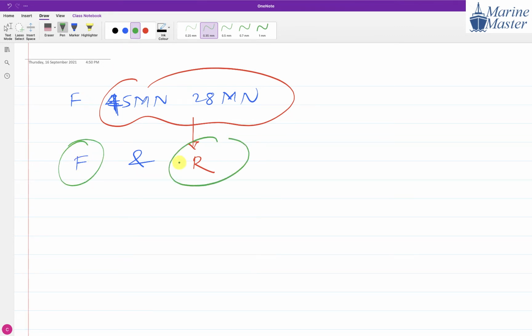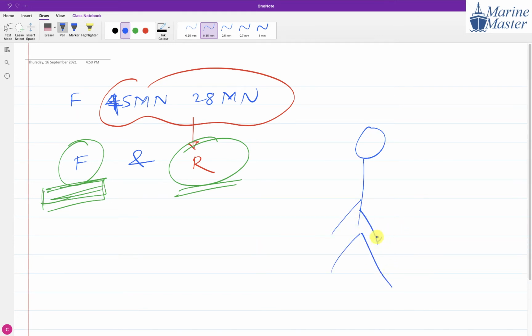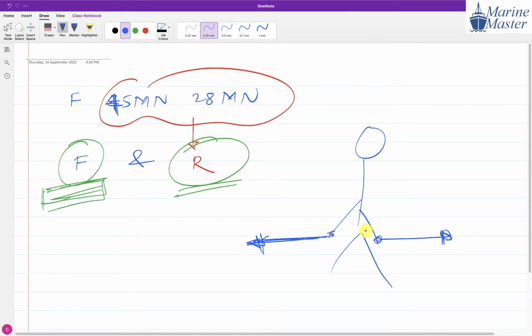Now by common logic, if on any object only 2 forces are acting, and this object is in equilibrium, suppose this is a person and we want this person stationary, with one force acting on this side and another on the other side. Suppose this is F and this is R. Then these 2 forces must be equal in magnitude and opposite in direction.